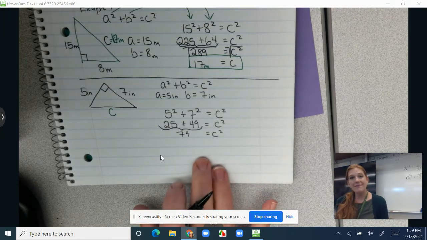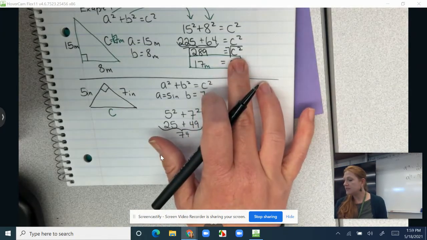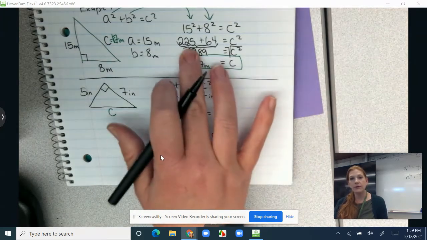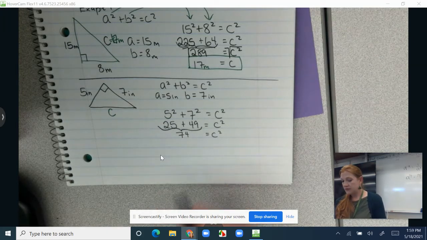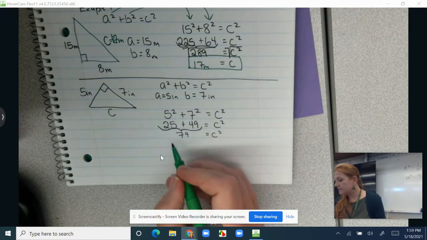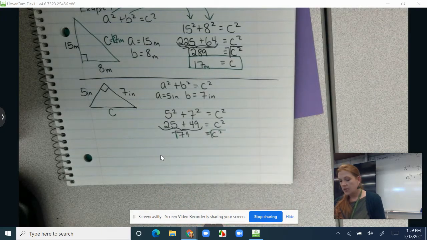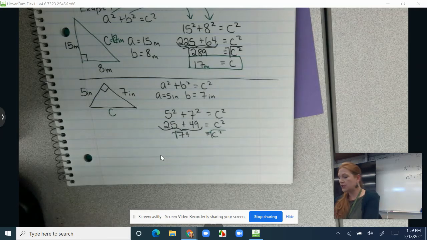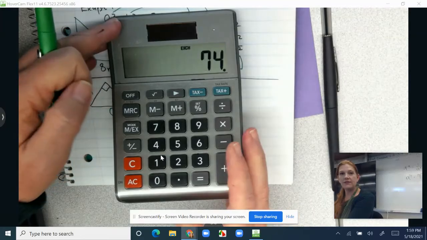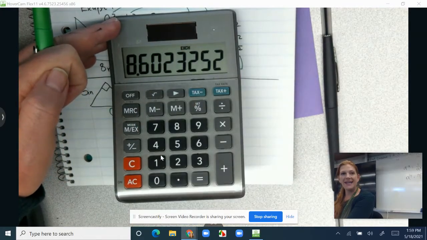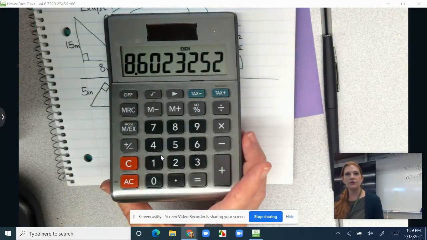And we're going to do that same thing we did up here. When we were left with C squared equals a number, we took the square root of both sides, because there's some number, I don't know what it is, but I multiply it by itself and I get 74 back. So that means we're going to take the square root of both sides. The issue with this one is it does not come out to be a nice number. It's not on our chart. So when I have 74, I can press the square root button, and it gives me this number, 8.6023 and so on.